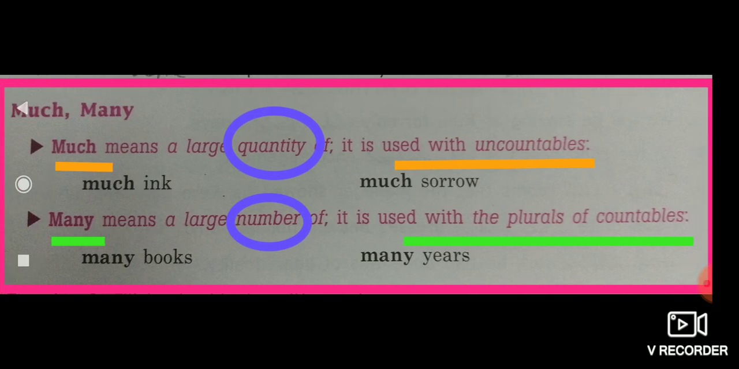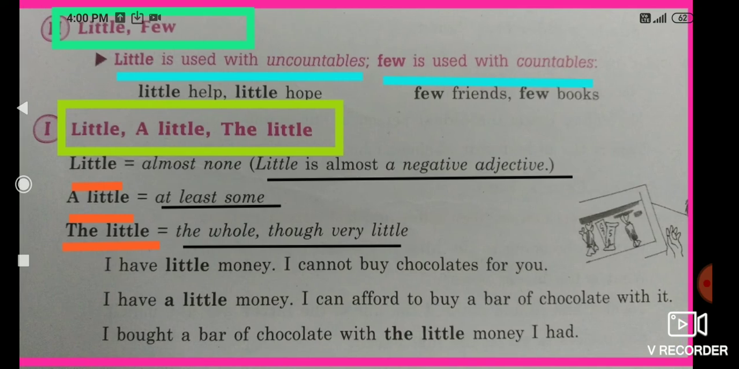and many years. Here years is the plural of the countable noun year. So here we have used many to show a large number of years. Next is little and few. Little is used with uncountable nouns and few is used with countable nouns. This is just a major difference between little and few.